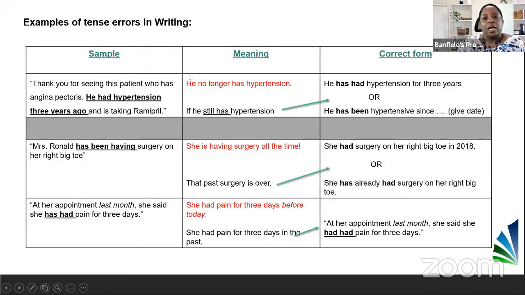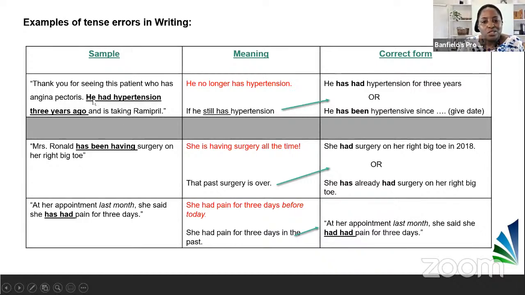So if you're doing OET, let's take a look at some examples of tense errors in writing, for example. Thank you for seeing this patient who has angina pectoris. He had hypertension 3 years ago and is taking ramipril.